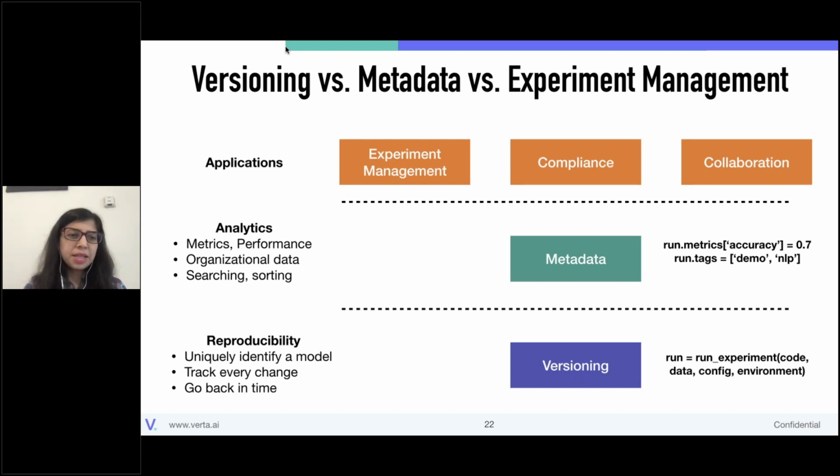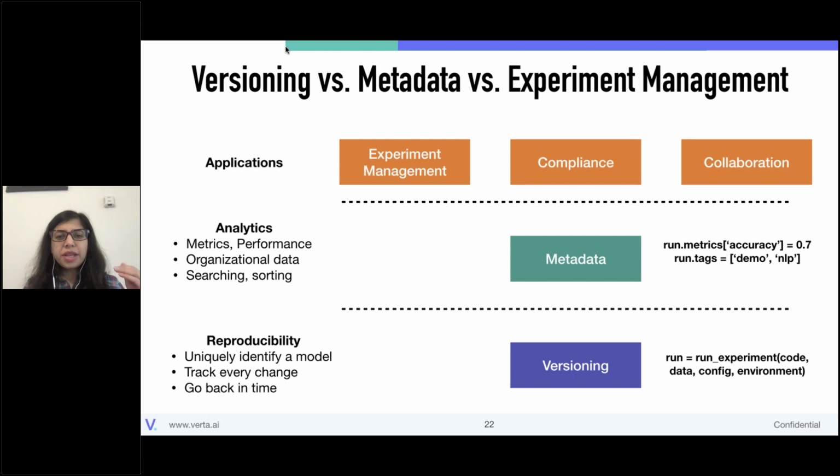So with metadata, the things that we track can include metrics. How well is my model doing? Perhaps you have an ROC curve that you want to associate with a model. There might be organizational data, like what team created it, what team owns the model, what user created it. You might want to do searching, sorting, and the like.